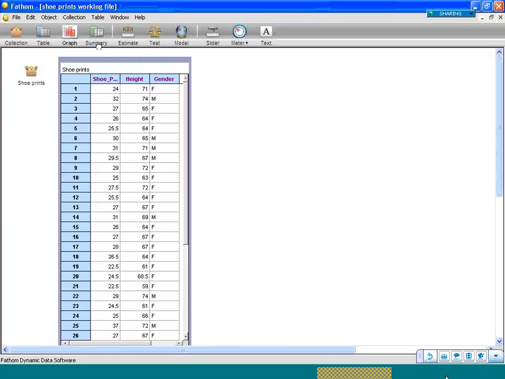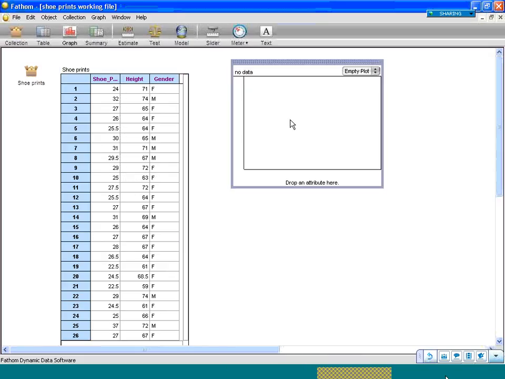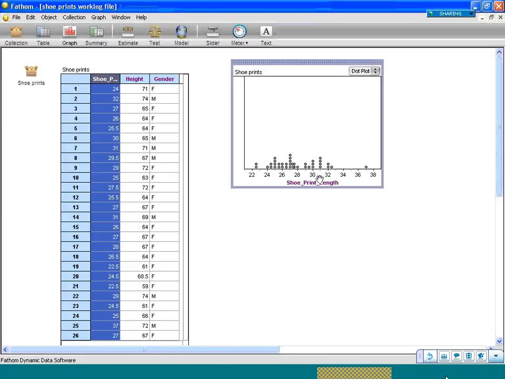We have to tell it what you want to graph. And so the original question asked us to take a look at the shoe print lengths. I'm just going to grab that variable here and drag it onto the horizontal axis. And do you see a dot plot there? You bet. Great. So it's immediate, dynamic, and we have a good display of the shoe print length data. Does anything jump out at you at this point?